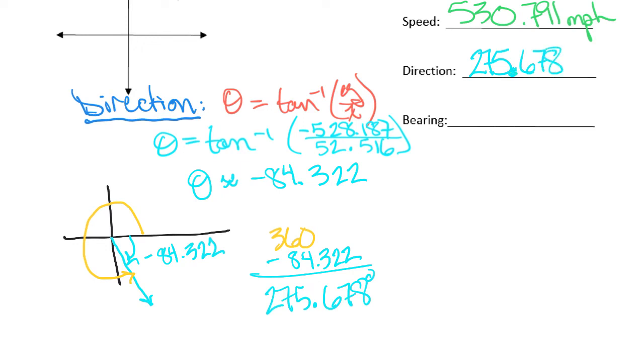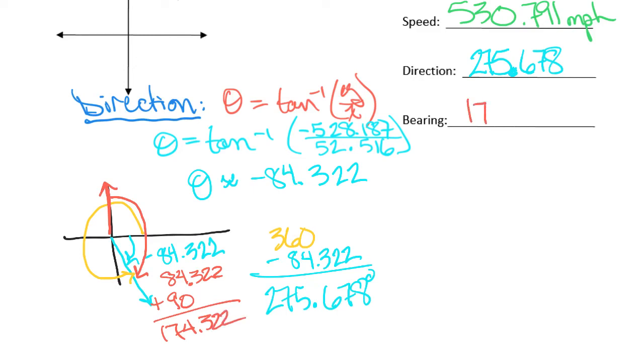Okay, and then they ask us for the bearing. Well, let's just go back to the picture that we've got here. Bearing now is going to be from due north, and I want to rotate clockwise. Well, I already know that this is 84.322, so I just need to add to that the top quadrant, which is 90. Okay, and so I'm going to get 174.322. So the bearing is 174.322.